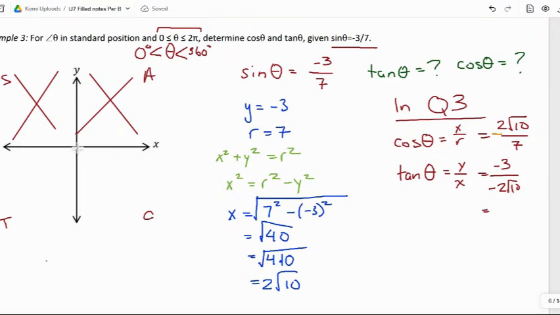The x in quadrant 3, the x goes this way. So the value is 2 root 10, but because it goes backwards in the negative x-axis, it is negative. So all I did here is find the value. I need to assign a sign to it. So I've got 3. See if you can rationalize this denominator.